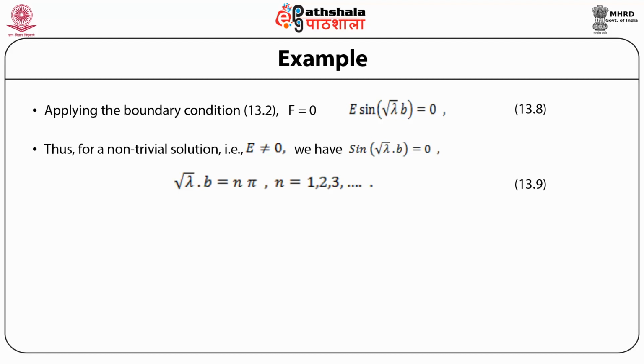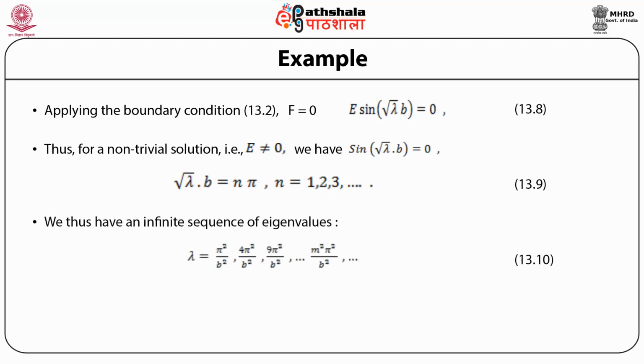For the solution to be non-trivial, e is not equal to 0, therefore sine of under root lambda b must be equal to 0, which is possible if under root lambda b is equal to n pi, where n is an integer. Thus we have an infinite sequence of eigenvalues. Lambda is equal to pi square by b square, 4 pi square by b square, 9 pi square by b square, and so on and so forth. So in the case lambda is positive, with the boundary condition as specified above, a non-trivial solution exists and the eigenvalues are given in terms of squares of integers.